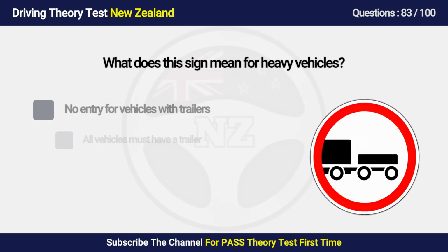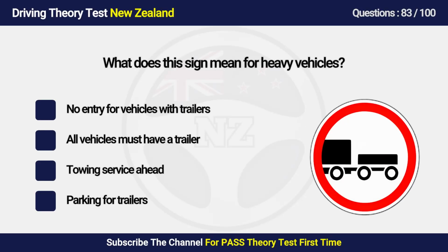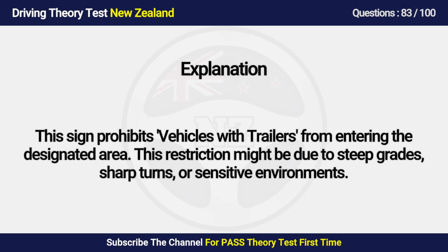Question 83. What does this sign mean for heavy vehicles? A. No entry for vehicles with trailers. B. All vehicles must have a trailer. C. Towing service ahead. D. Parking for trailers. Answers is A. No entry for vehicles with trailers. This sign prohibits vehicles with trailers from entering the area. This restriction might be due to steep grades, sharp turns, or sensitive environments.